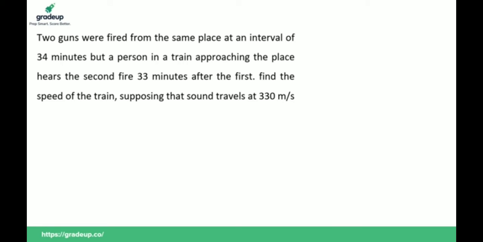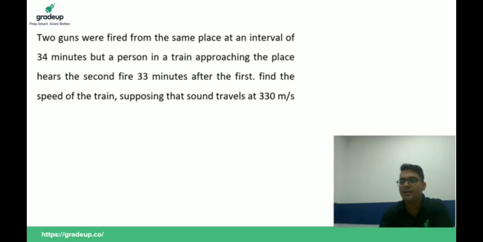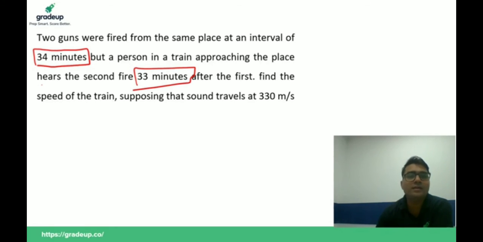Okay, now I will solve this question. Don't worry. Guys, listen carefully. In this question we have been given that two guns were fired from the same place at an interval of 34 minutes. But a person in a train approaching the place hears the sound after 33 minutes after the first. Find the speed of the train, supposing that the sound travels at the speed of 330 meters per second. Just listen, guys. Suppose this is the gun.